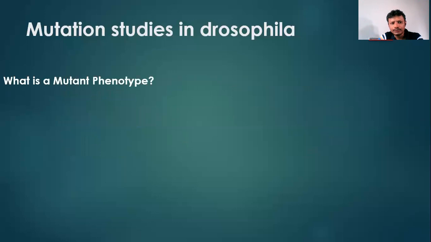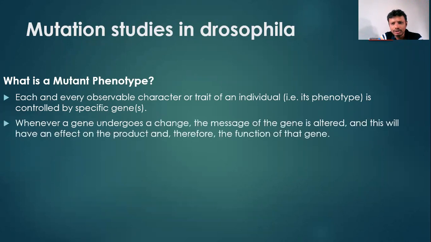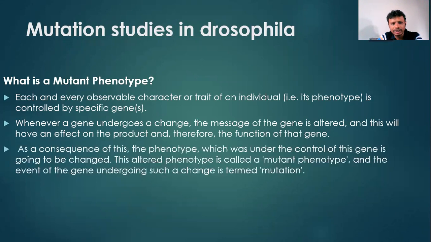Before going to Drosophila, we have to know what a mutant is, what a mutant phenotype is. That is the main aspect of Drosophila, and even in your practicals we have this. Each and every observable character is called the phenotype, and each phenotype is controlled by a gene, which is further expressed in the form of a function. That can be seen either in the form of a protein or in the form of a character or behavioral character or anything like that.